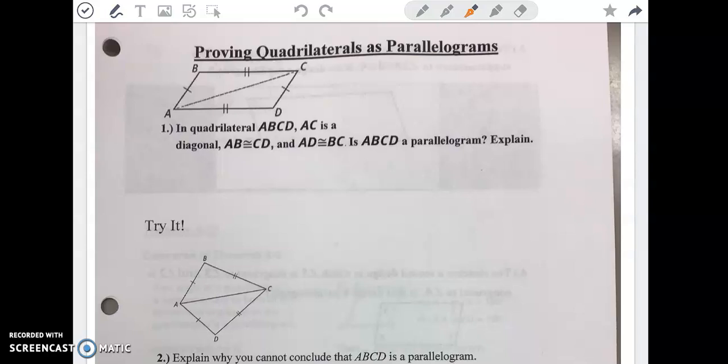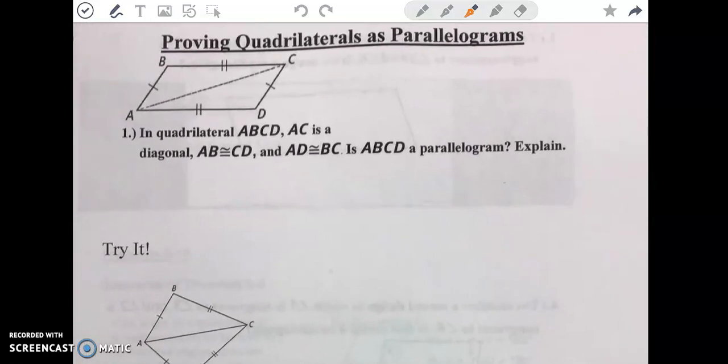Okay, this particular topic is really done with parallelograms. Now we're just proving which quadrilaterals are parallelograms. For this first example, it's asking us, is this a parallelogram? Well, some of the things that we see are that opposite sides are congruent, but in order for it to be a parallelogram, we need both pairs of sides to be parallel.